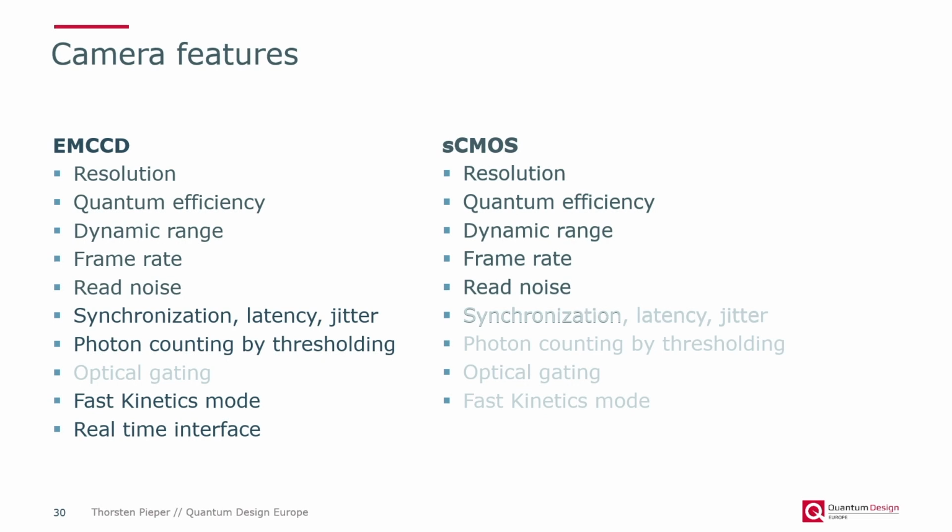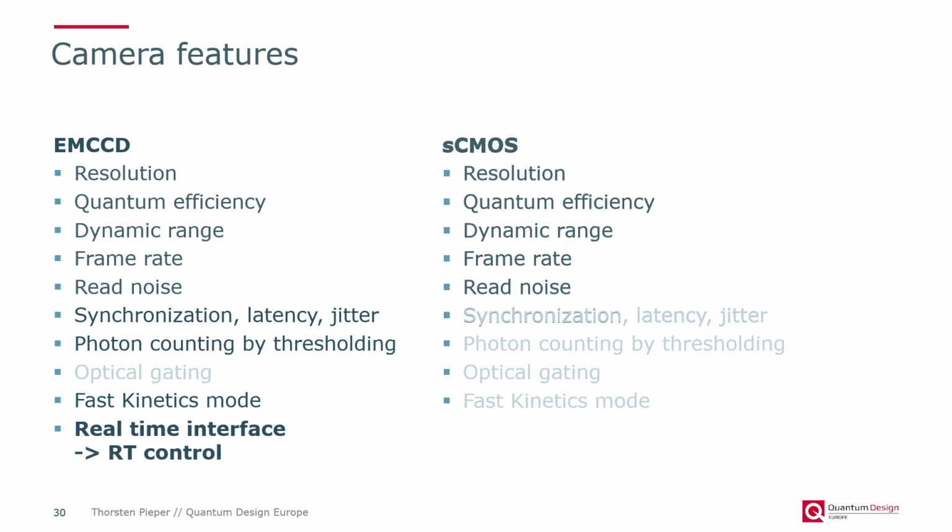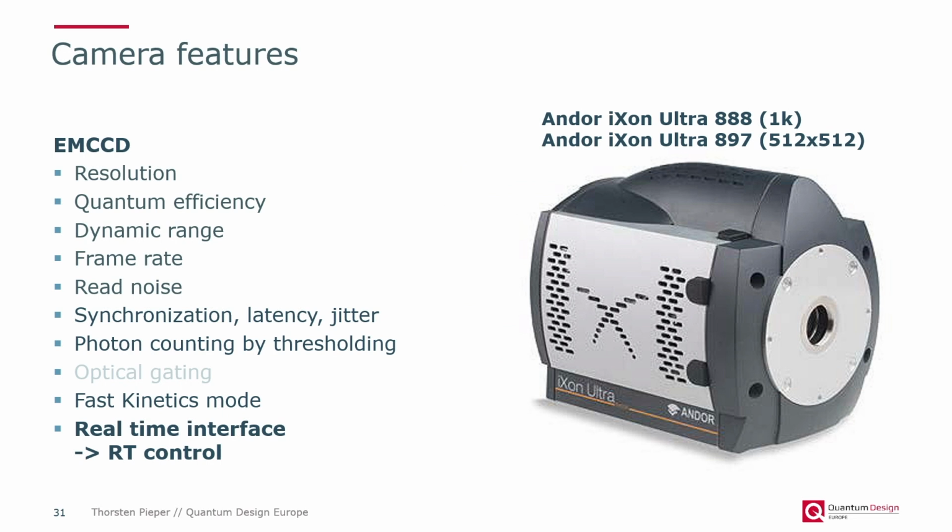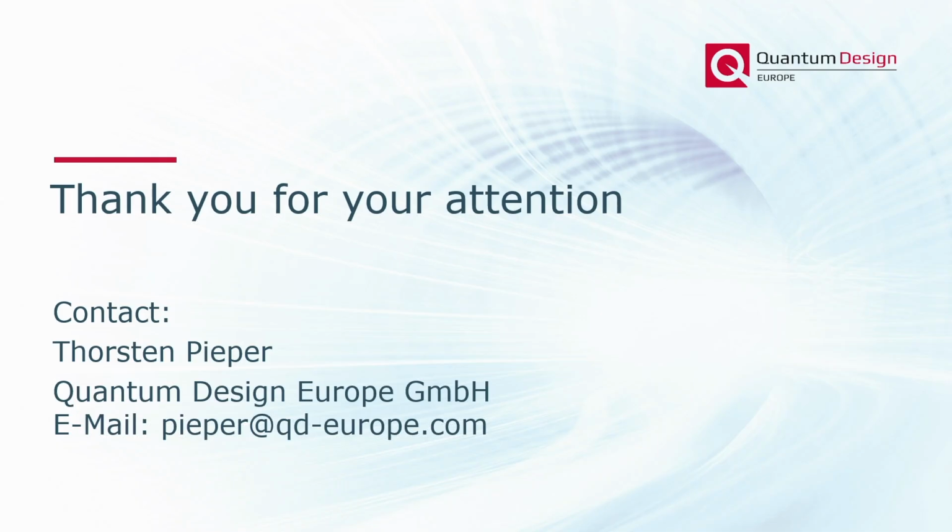thresholding, and last but not least, the possibility to establish real-time control. This is very hard to achieve with slower cameras or cameras working with USB interfaces. These EMCCD cameras have a special interface that can be used for low latency real-time experiments. And that's the reason why most users decide to use these Andor iXon EMCCD cameras for this purpose.